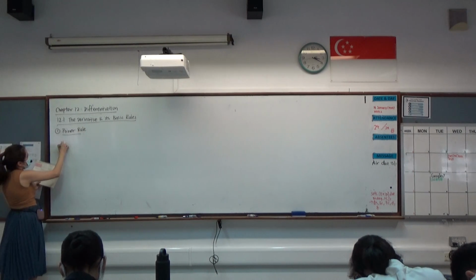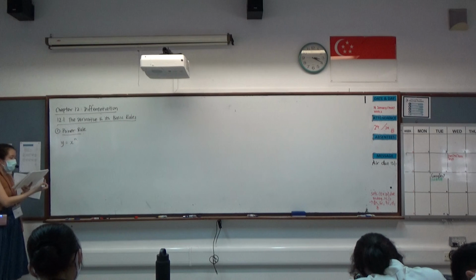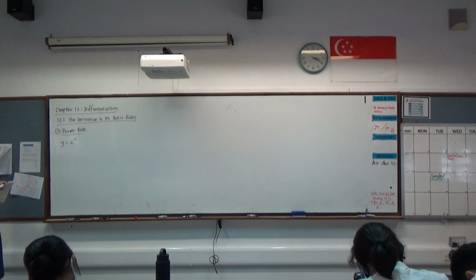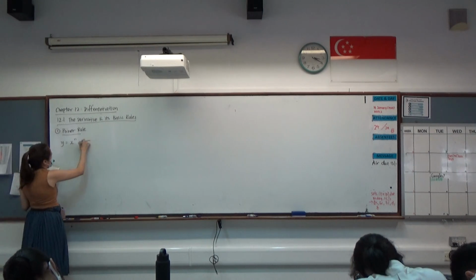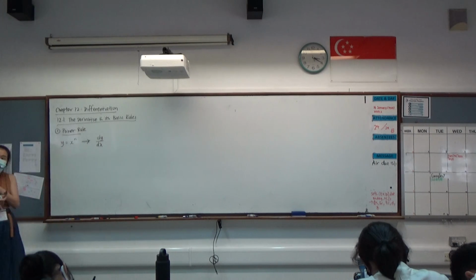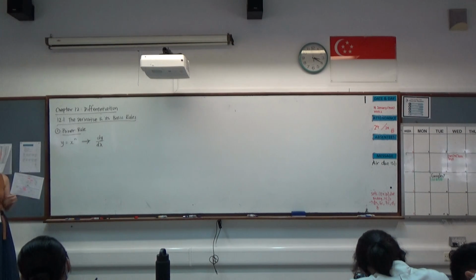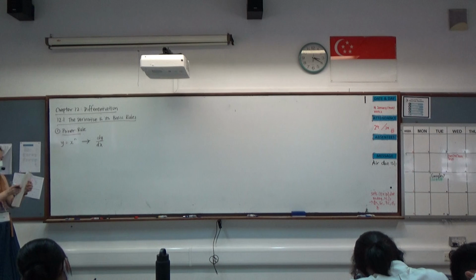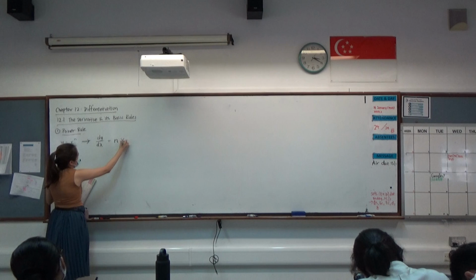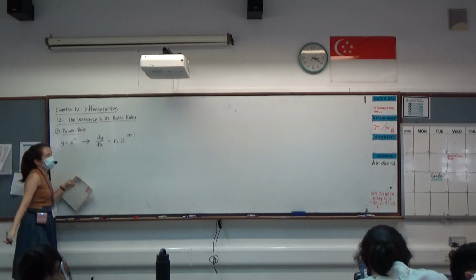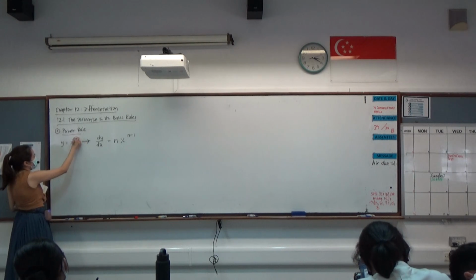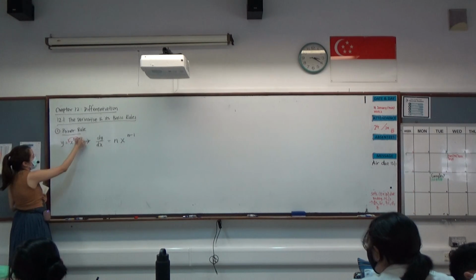What it tells us is that when I have things like y equals x to the power of n, the derivative, which is what we write as dy over dx, I'll talk more about dy over dx in a moment, will be equal to bringing down the power times x to the power minus 1. So bring down the power, then minus 1.